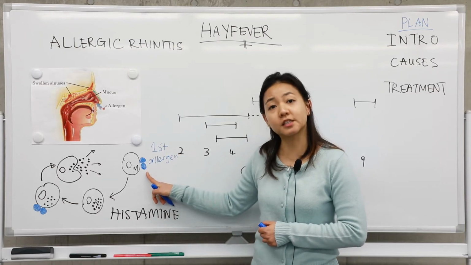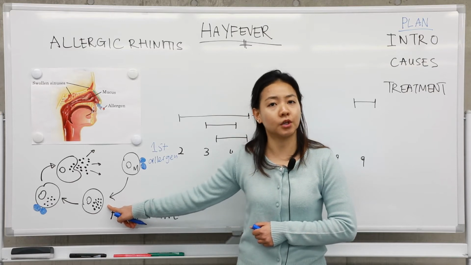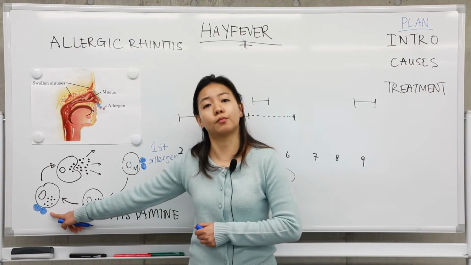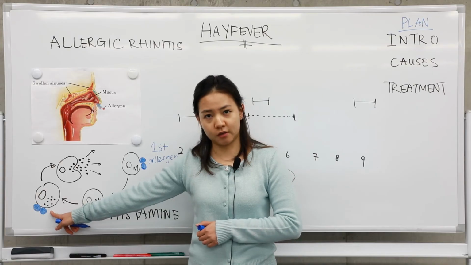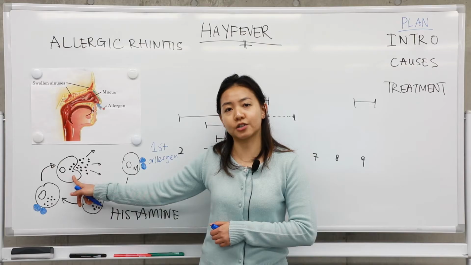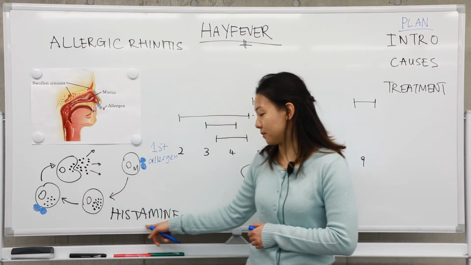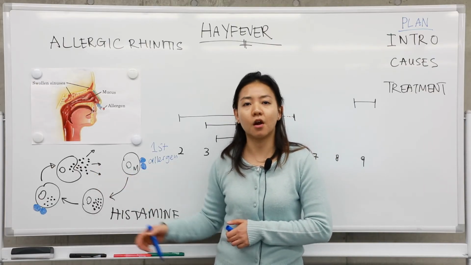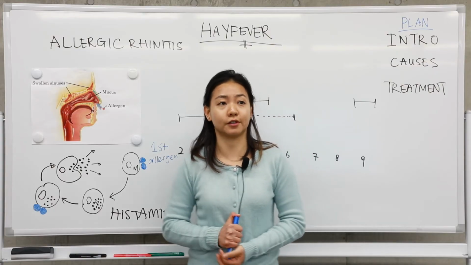Once your body has been exposed to this allergen for the first time, it becomes primed, which means that it will recognize this allergen the next time your body is exposed to it. When your body is exposed to it the next time, the mast cell will release some natural chemicals. One of these chemicals is known as histamine. Now, histamine, as well as some of these other chemicals, are responsible for the symptoms of allergic rhinitis, or hay fever.